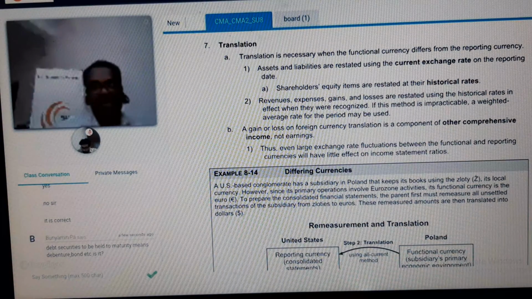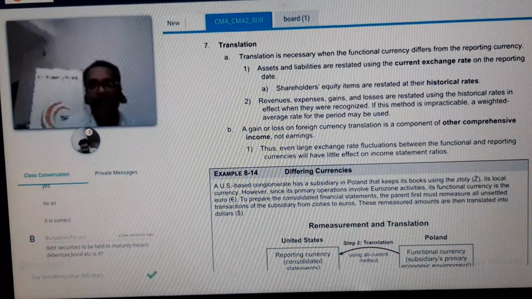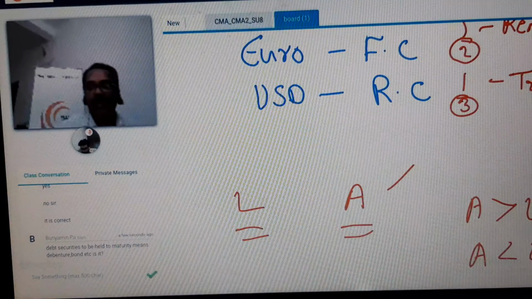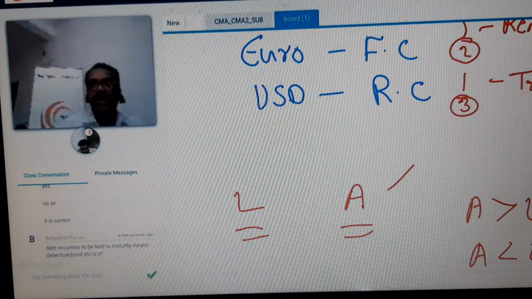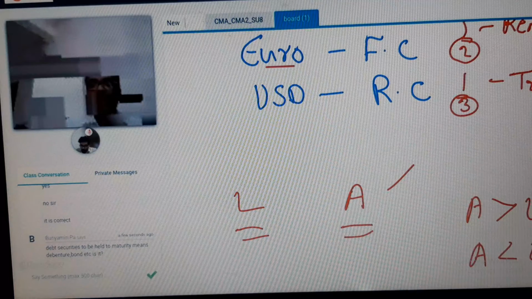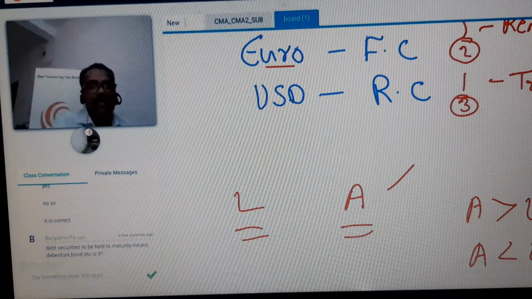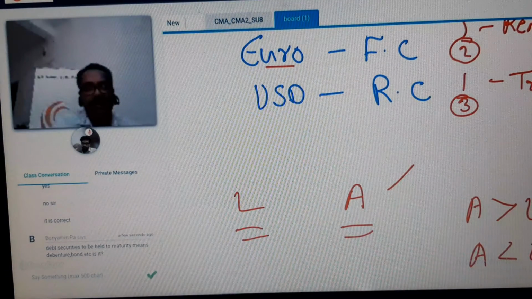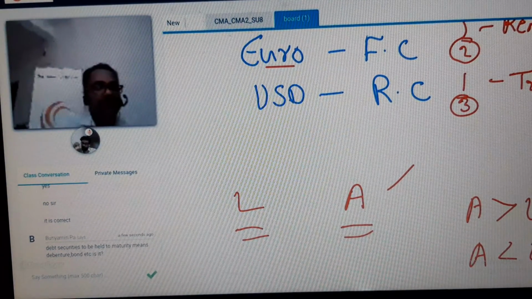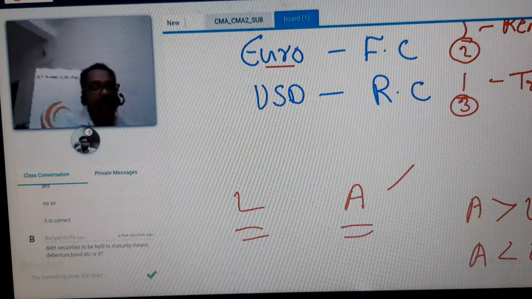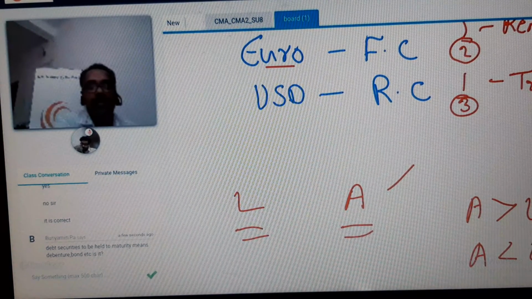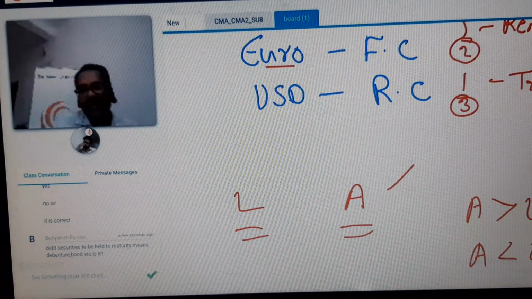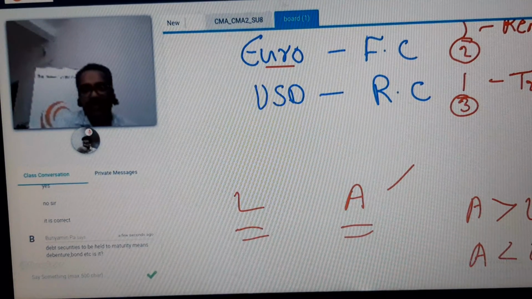Now, in translation, there is an example, we will see it later. What will happen? This is the situation. We are in our balance sheet, everything is in euro. We send it to the US. In the US, what will they do? They will convert the entire P&L at historical rate. They will convert all the assets and liabilities on 31st December at spot rate.